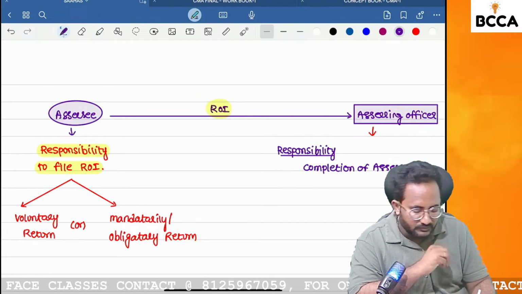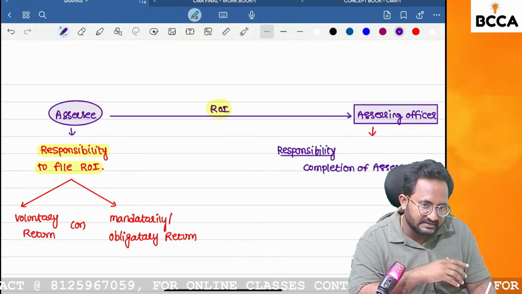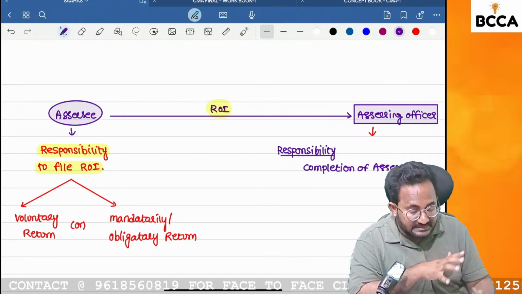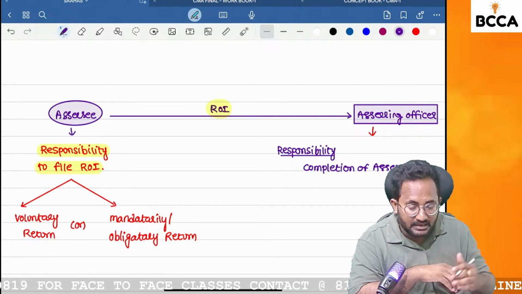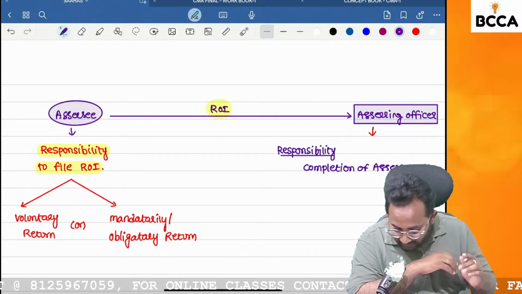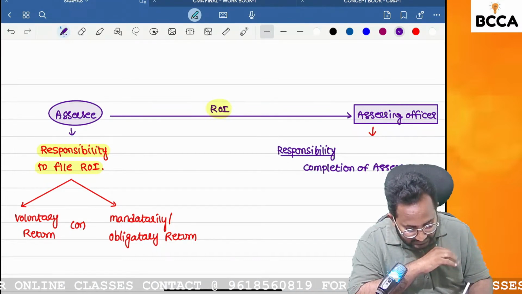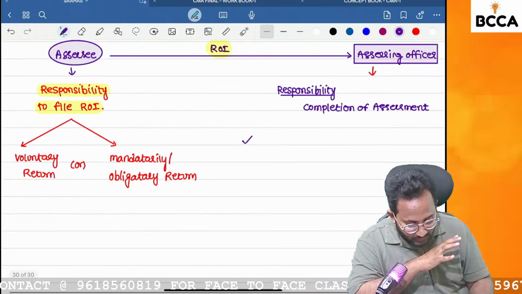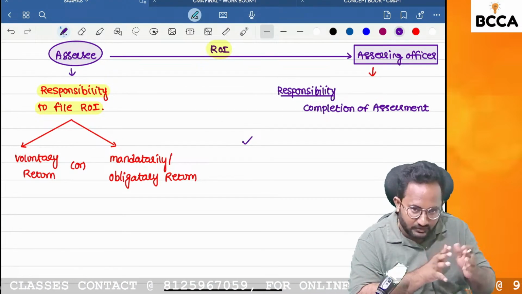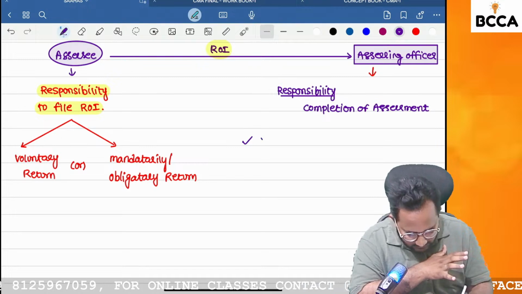Nothing but checking, verification, testing, or whatever it may be, we can call it an assessment. So whether SSC filed the correct return of income or an incorrect return, these things need to be verified by the assessing officer. For the purpose of doing this assessment, we have different types of assessments. What are the different types of assessment we have?